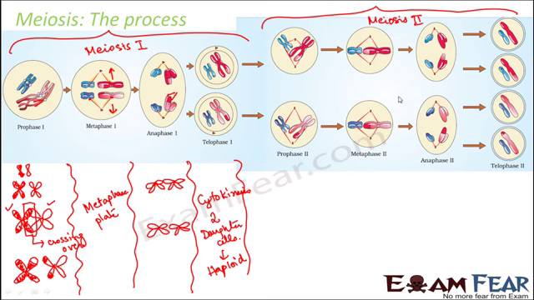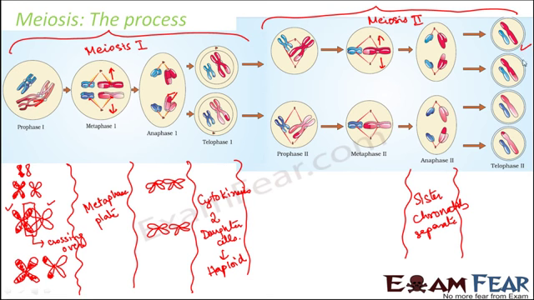Again, due to the force exerted on both ends, the sister chromatids will separate here. So in anaphase 2, what will happen? The sister chromatids will separate, and as a result you will be left with 4 haploid cells. So 4 haploid cells will be formed. In this case, the sister chromatids were still there, so this was just 2 copies of the same chromosome, something of that sort.